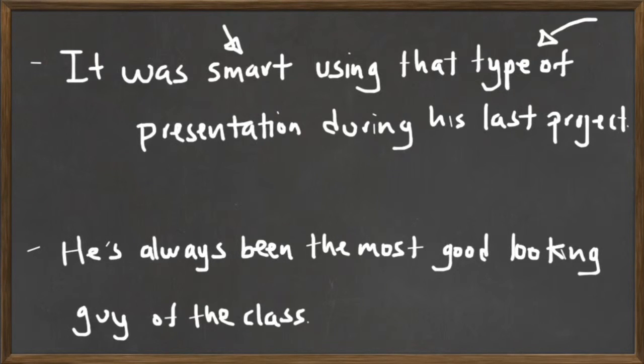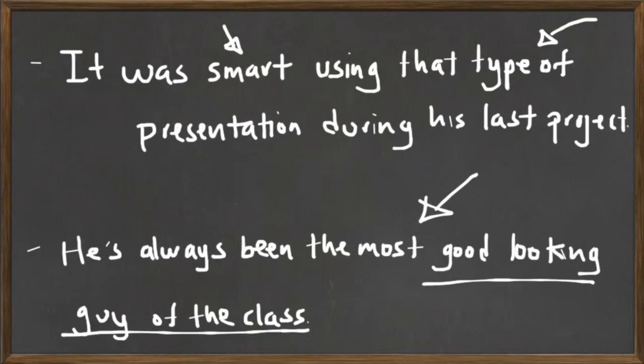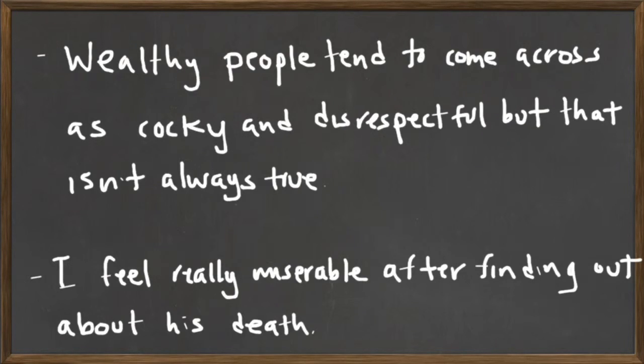Alright, the second example is: he's always been the most good-looking guy in the class, or of the class. Well, this is pretty much self-explanatory. We're talking about someone who is attractive, and that person stands out because of his or her physical features. And we're talking about a superlative here. We're referring to all the men in the class or all the men in a group of students. Let's move on to the next one.